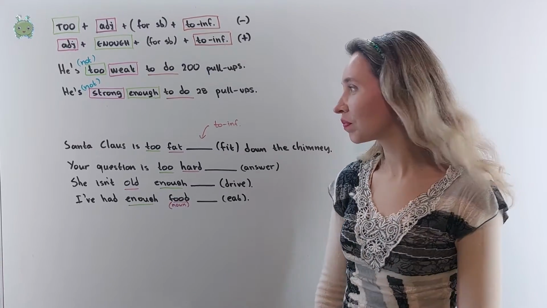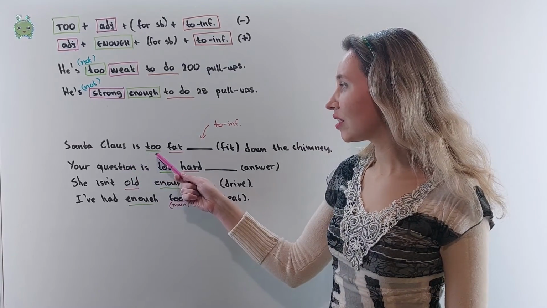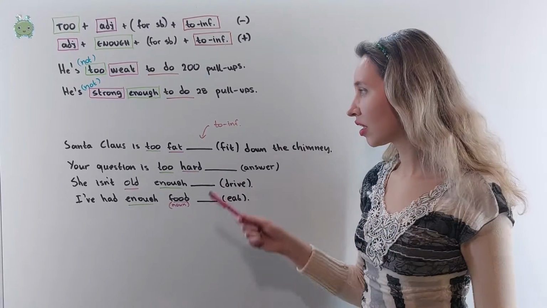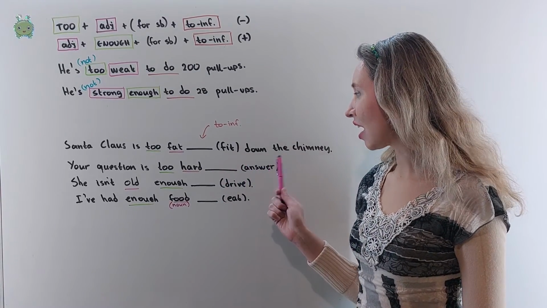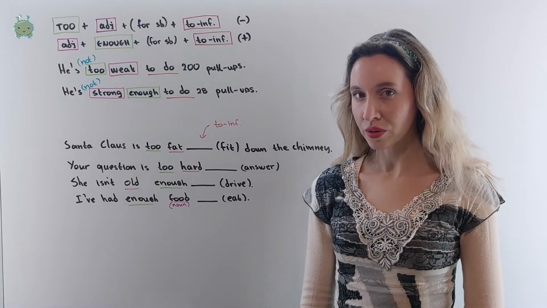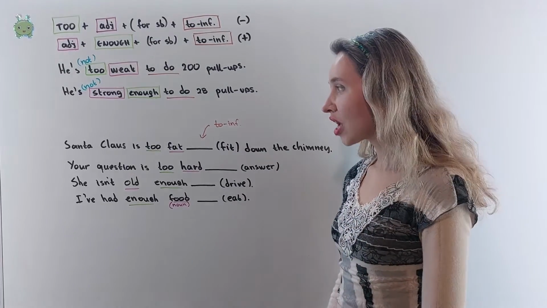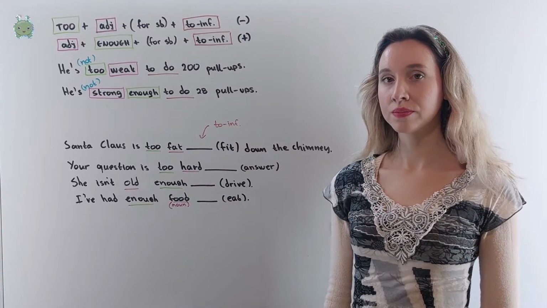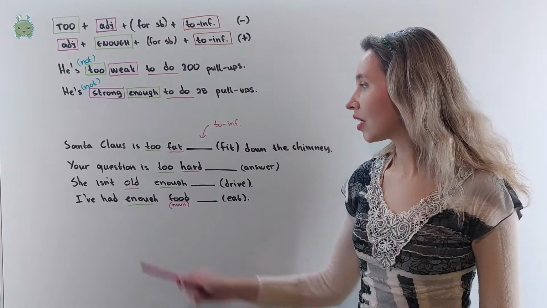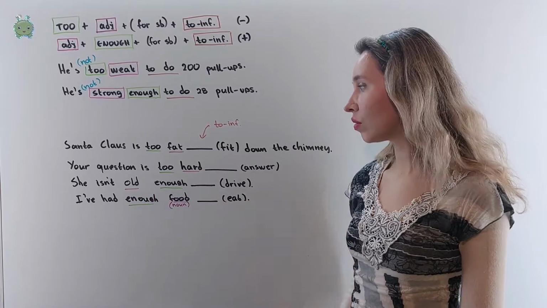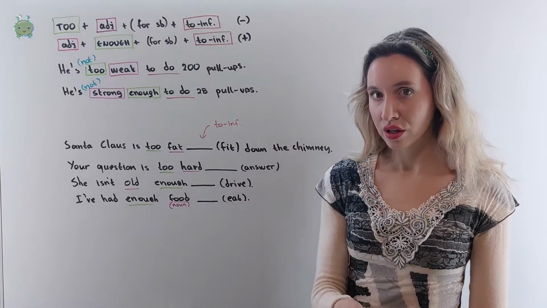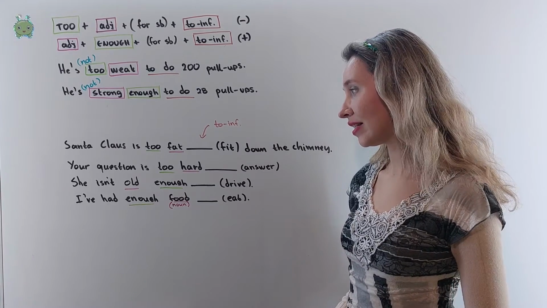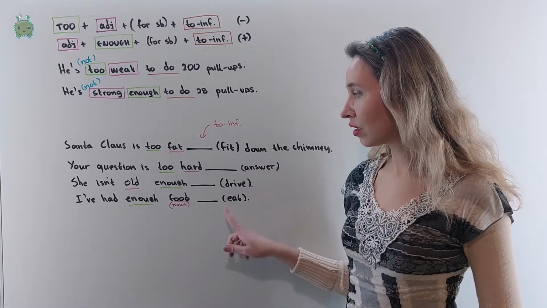Let's practice. Santa Claus is too fat. Use the to infinitive. To fit down the chimney. Sorry, Santa. Your question is too hard to answer. She isn't old enough to drive. I've had enough food to eat.